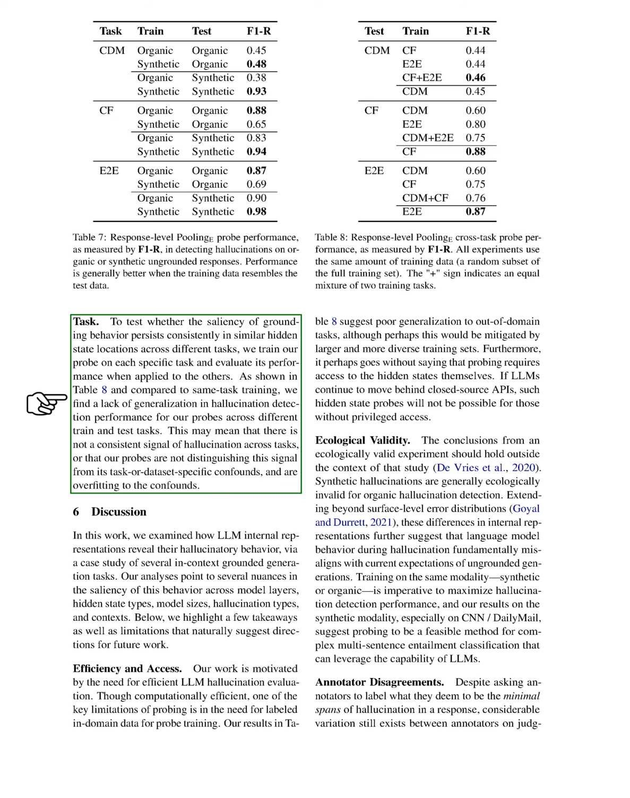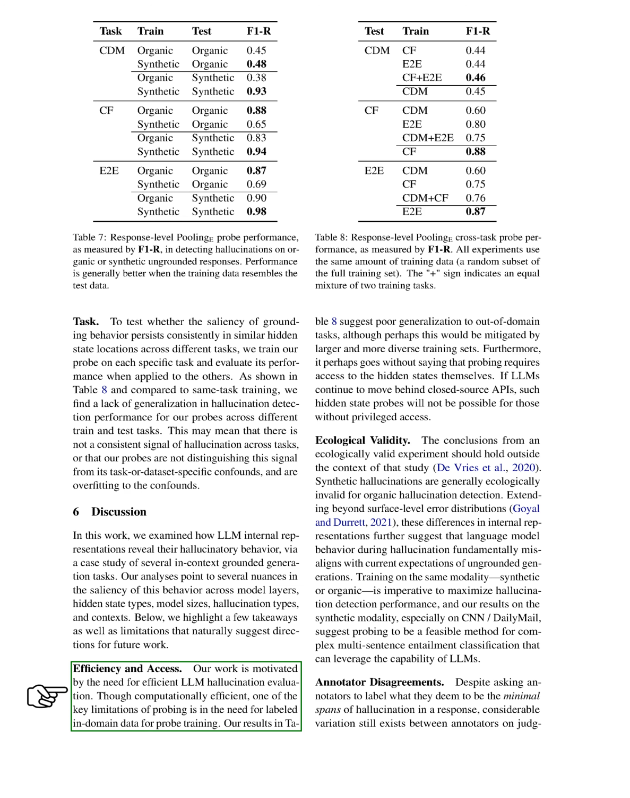To test whether the prominence of grounding behavior persists consistently in similar hidden state locations across different tasks, we trained our probe on each specific task and evaluated its performance when applied to the others. We found a lack of generalization in hallucination detection performance for our probes across different train and test tasks. This could mean that there is not a consistent signal of hallucination across tasks, or that our probes are not distinguishing this signal from its task or dataset-specific confounds, and are overfitting to the confounds.